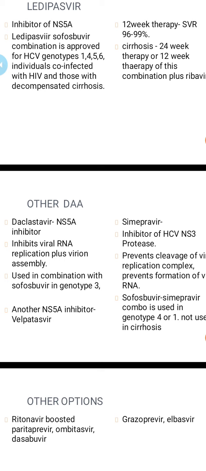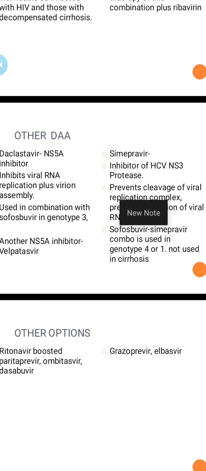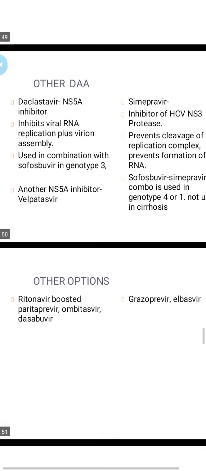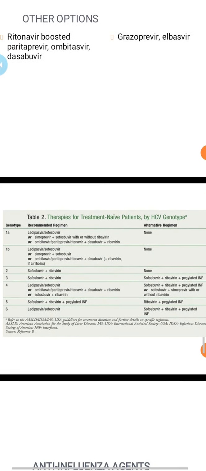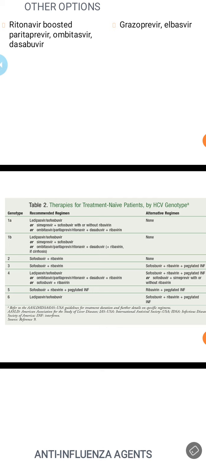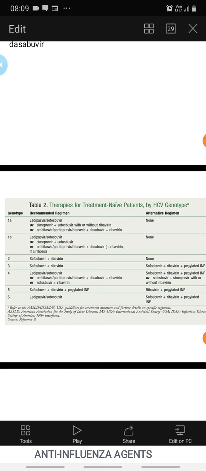So other DAA or directly acting antivirals are daclatasvir, simeprevir. Other options also we can have ritonavir, grazoprevir, elbasvir. So these are the difficult names of this HCV, but remember sofosbuvir, ledipasvir, this introduction of this. With ribavirin, interferon alpha, then ribavirin sofosbuvir combination or this interferon sofosbuvir combination, that can cure the hepatitis C virus very rapidly within 12 to 24 weeks, compared to previous duration where treatment was often very long. Okay, so this is therapy for treatment naive patients.